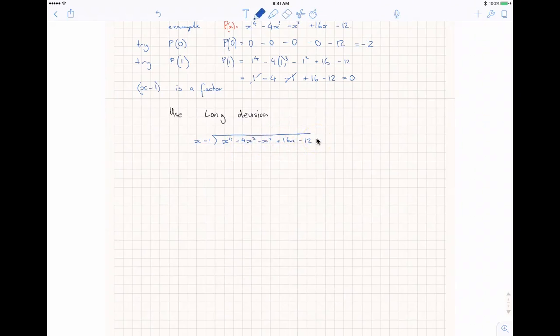So the first thing we do, we look at the first term of the polynomial and we work out what we need to multiply x by to get x to the power of 4. So we need to multiply x by x cubed to get x to the power of 4. Next step is to multiply the divisor by x cubed. So x cubed times x is x to the power of 4, which is what we wanted, and x cubed times minus 1 is minus x cubed.